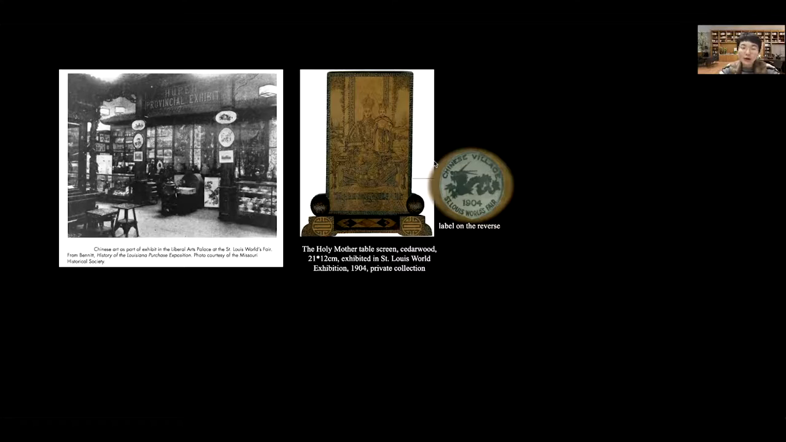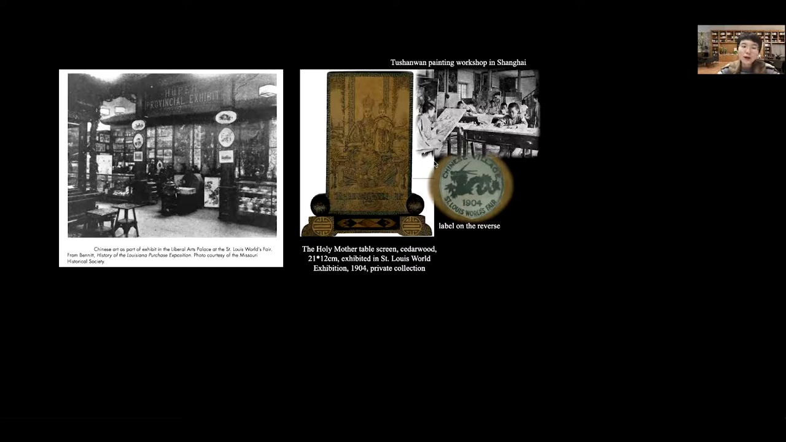This Tushanwan workshop. There are several indirect proofs to show that this commission might be from the royal family. The mysterious client had several principal requirements, such as an appointed subject of the table screen as the Holy Mother Empress Dowager, which clearly referred to the Chinese Empress Dowager Cixi.